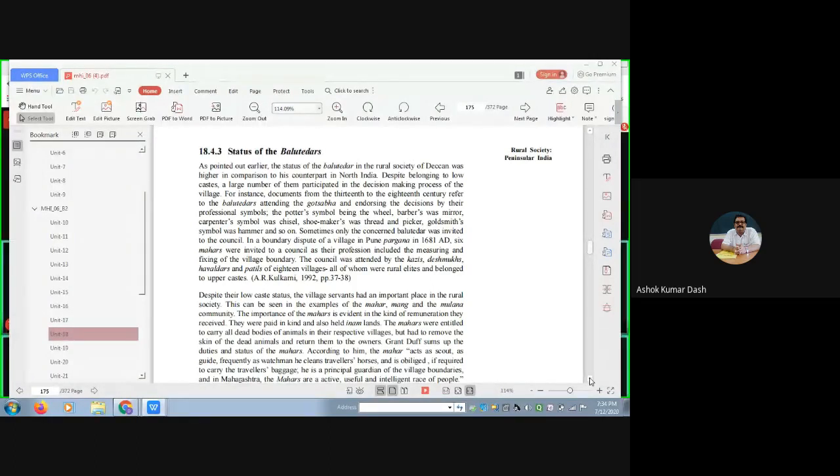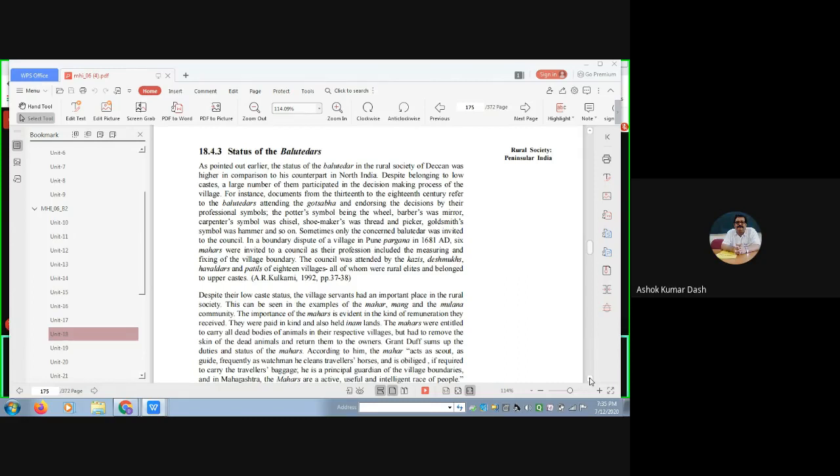Just now I discussed. What was the term that has been used for the servants of village in North India? As it is Baludar in rural society in Deccan, Baludar were servants, okay? Then what was the name of the counterpart of the Baludar in North India? I told just now. Sir, Kamin. Kamin, correct, right. Thank you, very good. Kamin.